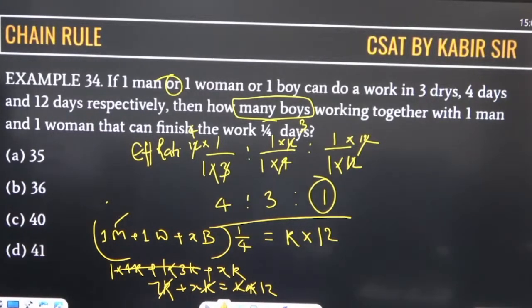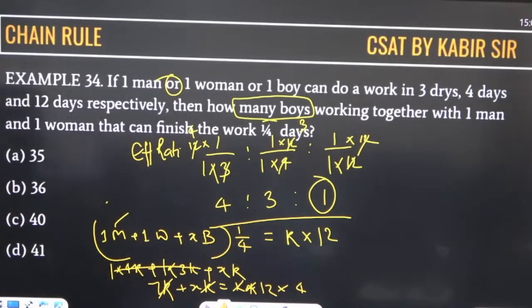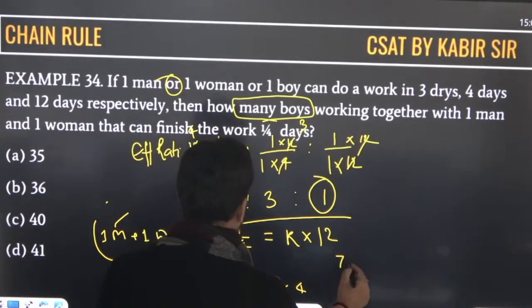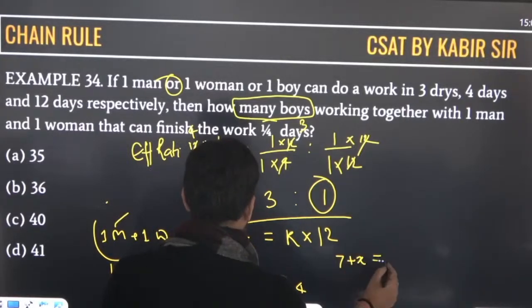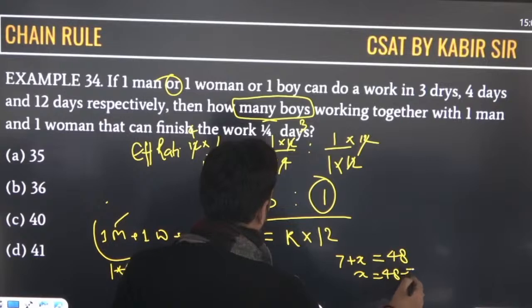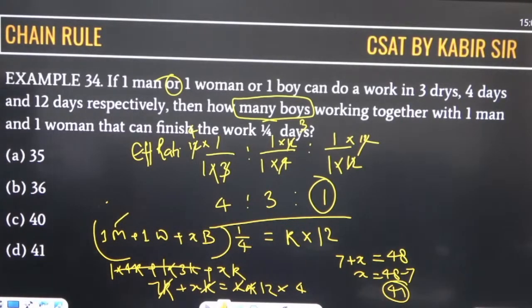X will be... 4 will go this side. Right. This will be 7 plus x equal to 48. X will be 48 minus 7. So how many boys needed? 41 boys. Fine.